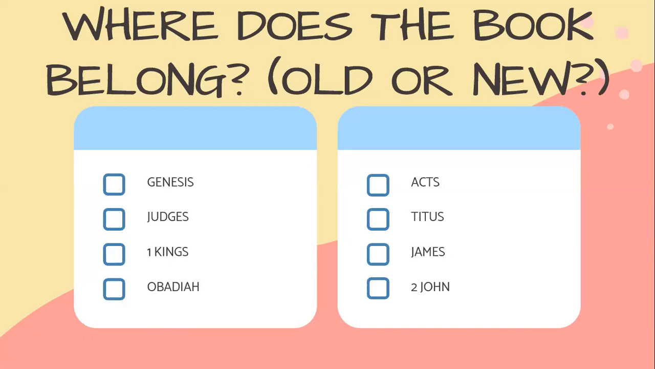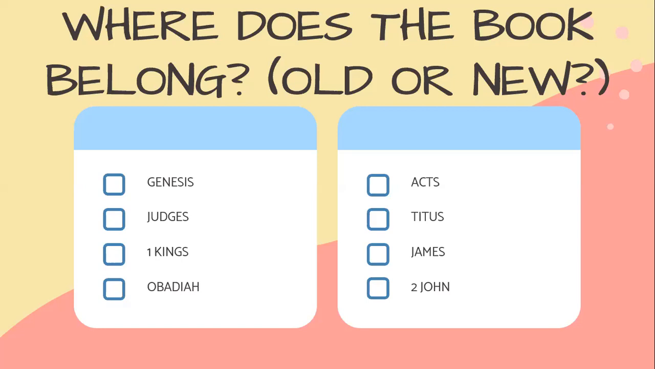Okay, so for our Old Testament, we have Genesis, Judges, First Kings, and Obadiah. And for our New Testament, we have Acts, Titus, James, and 2nd John. Now, if you didn't get these correct, that is totally okay. We're going to be going through all the books again today. So let's start off with that.